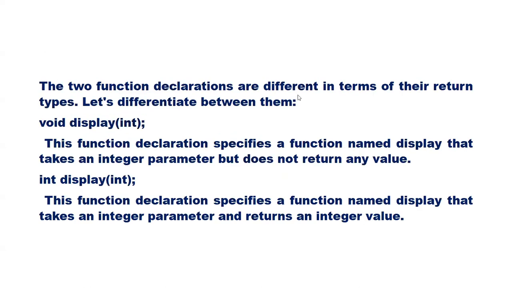Next question, consider the following function declarations. void display(int); int display(int); Differentiate between the two declarations. The two function declarations are different in terms of their return type. Let us differentiate between them. void display(int): this function declaration specifies a function named display that takes an integer parameter but does not return any value. That is why void is given as the return type. int display(int): this function declaration specifies a function named display that takes an integer parameter and returns an integer value.